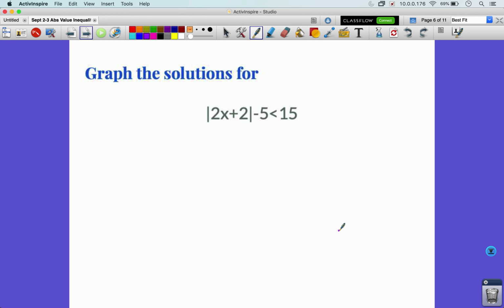All right, a little bit more challenging. Here we've got some operations inside and outside of the absolute value. Our approach here is to first isolate the absolute value. So that means adding 5 to both sides. At the very beginning, the absolute value of 2x plus 2 is less than 20. Now we can split this into the positive and the negative case.